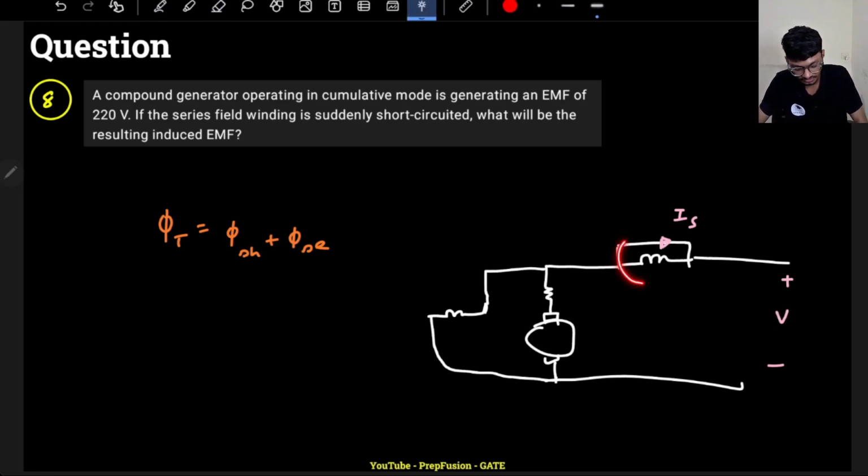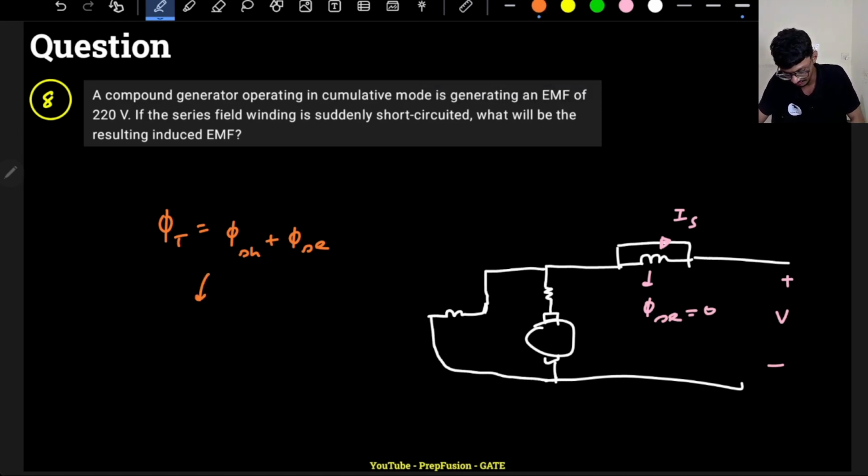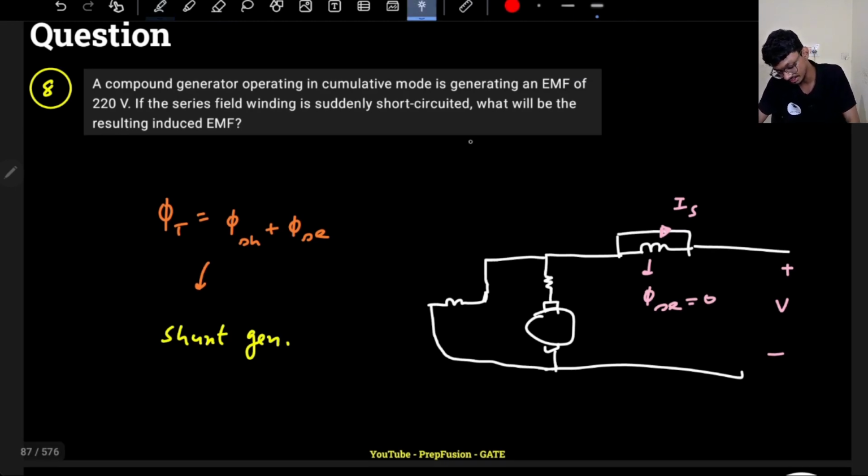So no current is flowing through the field winding, so no MMF is produced. So here the series flux will suddenly become zero. So the overall total flux will just behave as a shunt generator. That's it. What will be the resulting induced EMF?